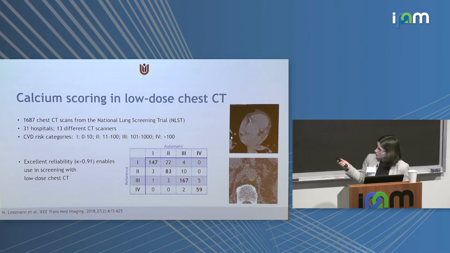So you can also see here that the images are very diverse, they're very different. The top image is relatively easy. You can see some motion artifacts in the arteries. The calcifications are somewhat blurred, but the bottom image is very noisy, and calcium scoring in these images manually is very difficult.